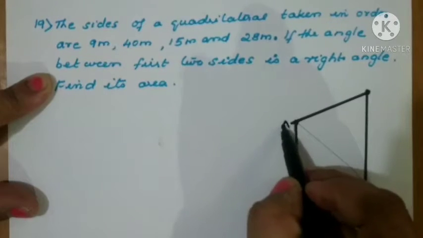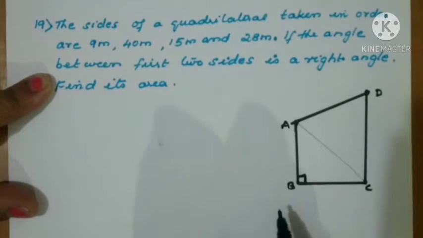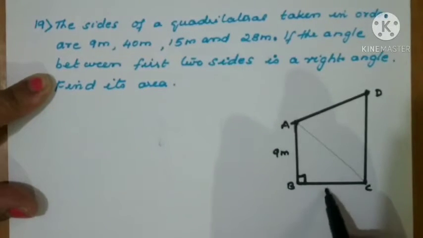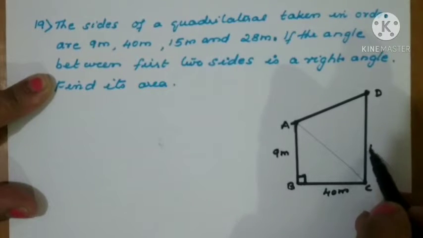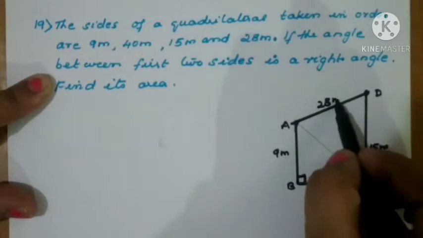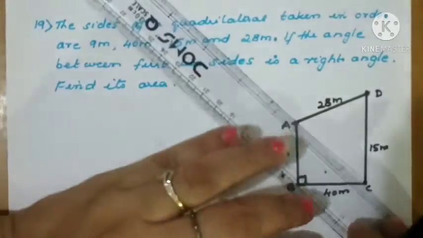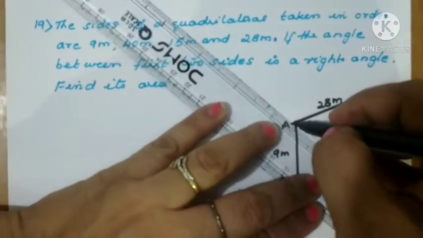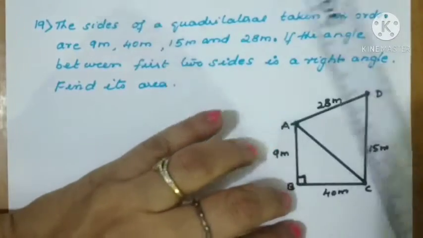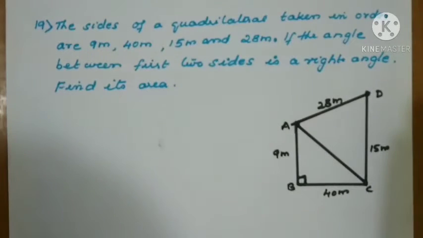Now what are the sides? AB, with A, B, C, D the vertices. Next 9 meter, 40 meter, 15 meter, 28 meter. With the quadrilateral, we cannot find the area directly. So what is the condition? We should join one diagonal and we get two triangles only. Now we joined the diagonal AC, and it divides the quadrilateral into two triangles, which are ABC and ADC.